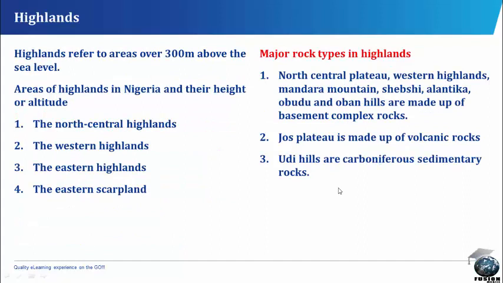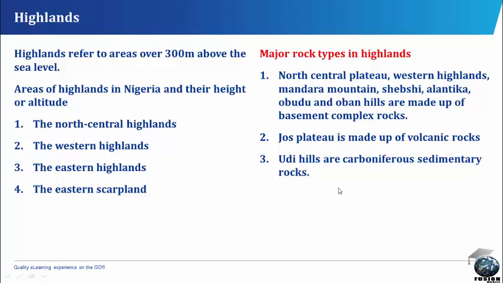The highlands. The highlands refer to areas over 300 meters above the sea level. The areas of highlands in Nigeria and their height of altitude include: 1. The North Central Highlands. It lies in the center of northern Nigeria around Kano, Kaduna, Bauchi, Jigawa, and Plateau states. 2. The Western Highlands. The Western Highlands is found in the western part of Nigeria around Ondo, Oyo, Kwara, Osun states. 3. The Eastern Highlands.